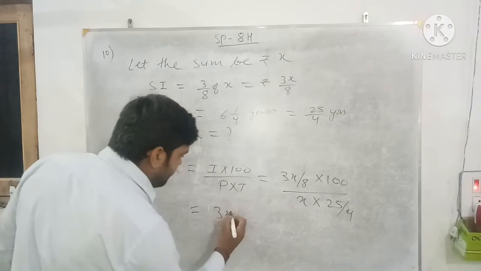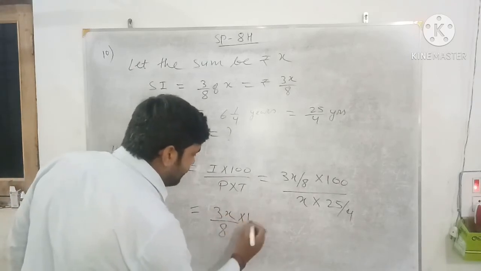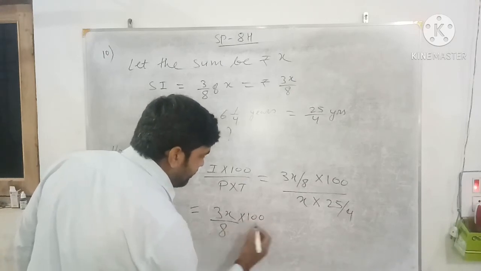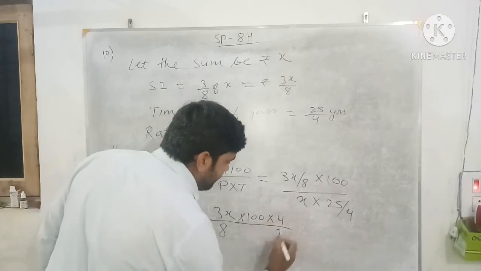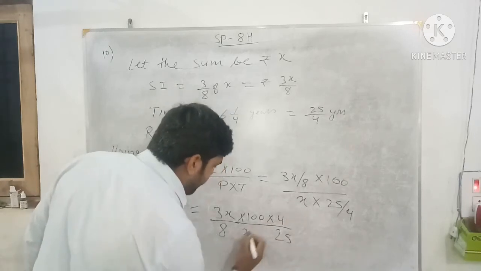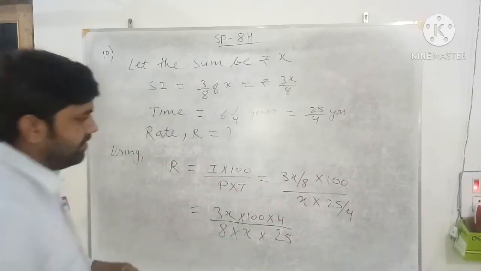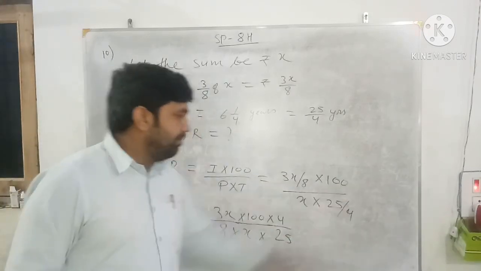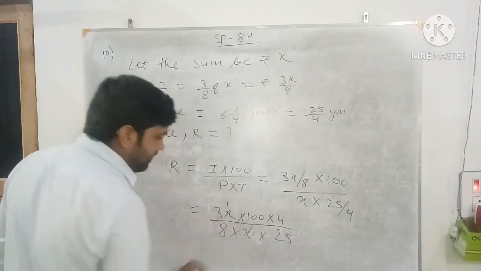3x by 8 will come down, into 100, into 4 by 25, and that is the x. Now see this x, 8x. So this 8 will come down, it will become 8x. This 4 will go up. Now the x is cancelled with this 1 times.